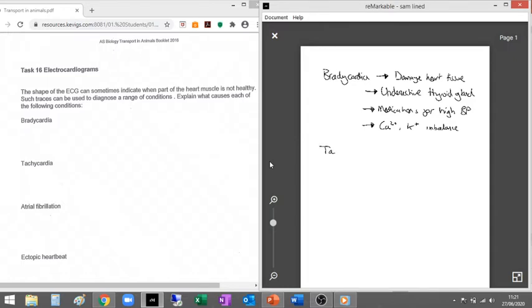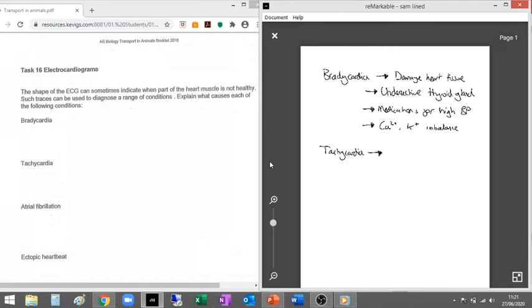Tachycardia, obviously it's the opposite in terms of what is actually happening to the heart. We've got this really high heart rate. So again, why might you have a high heart rate? Well, it's unlikely to be damage this time. Damage might break the electrical activity, it wouldn't necessarily speed it up. So now we're probably into a realm of, okay, why would we have a higher heart rate?